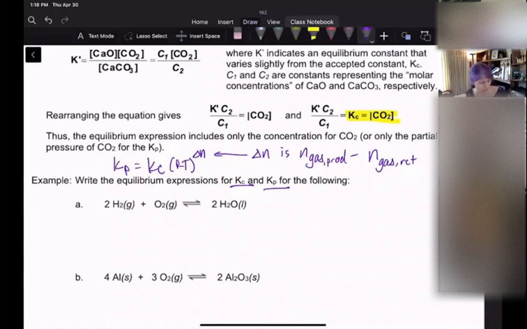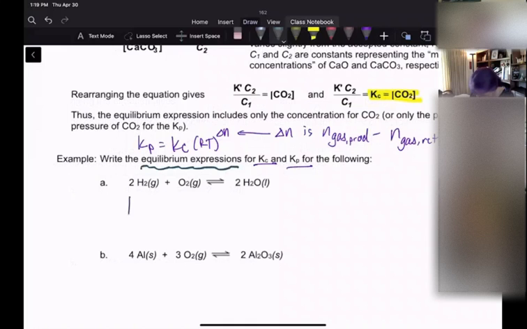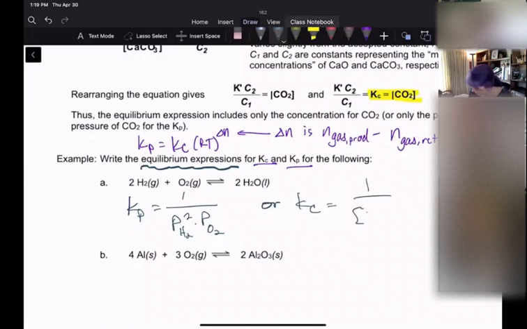Yeah, that's right. So I might just write this as the expression, right? It's asking for the expression here. I'll write a Kp. There's no gases on the reactant side, so it's 1 over pressure of hydrogen squared times the pressure of oxygen. The Kc would just be those concentrations.